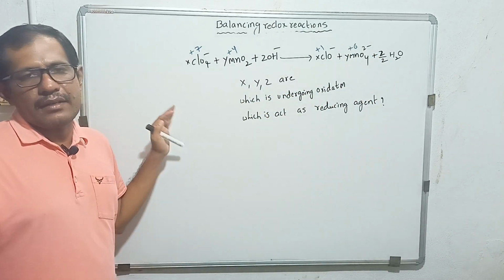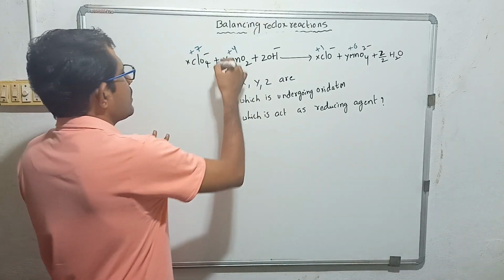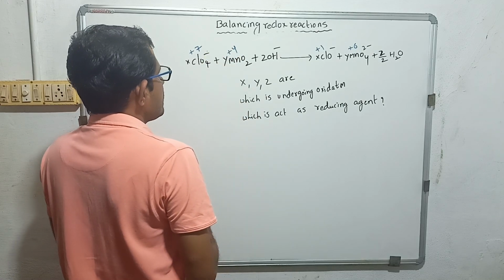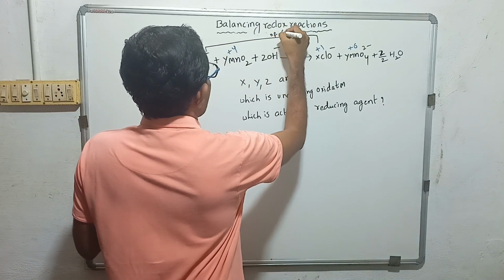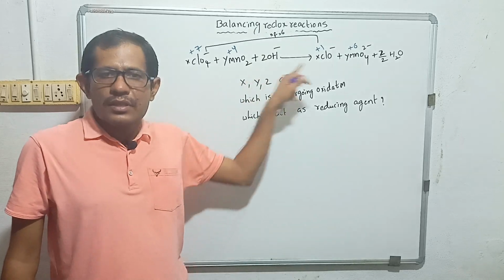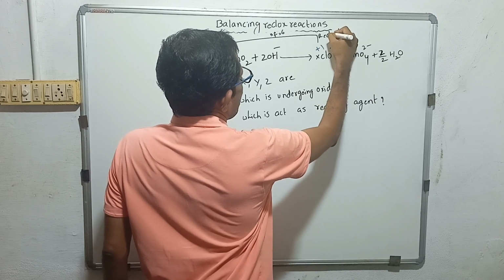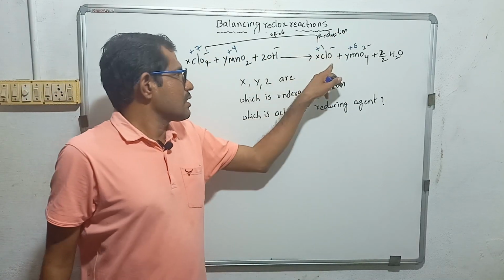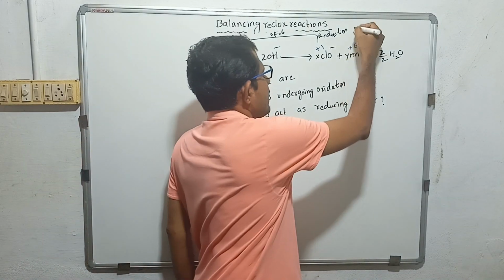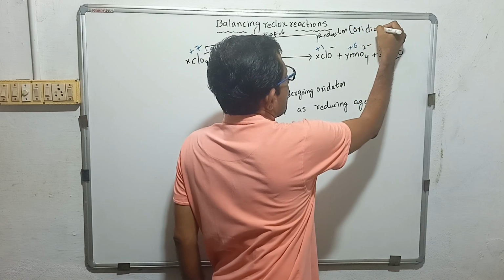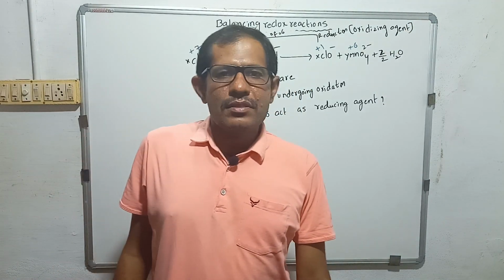We need to calculate the n factor. The second step is to calculate the n factor. Here the n factor for chlorine is 6. There is a decrease in oxidation number, so chlorine is undergoing reduction. The compound which is undergoing reduction acts as oxidizing agent. This is very important.